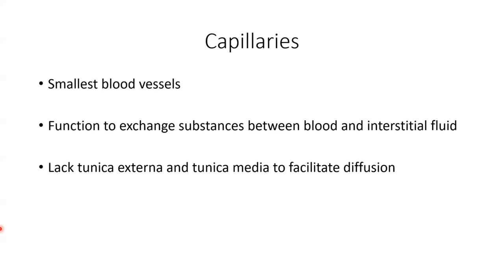The structure of our capillaries is well suited to their function as exchange vessels because they lack a tunica media and a tunica externa. So they actually only have that inner layer of the blood vessel wall. And because it's only one single layer of endothelial cells and a basement membrane, substances in the blood can pass really easily through this one layer of cells to reach the tissues, or to go from the tissues back into the blood.